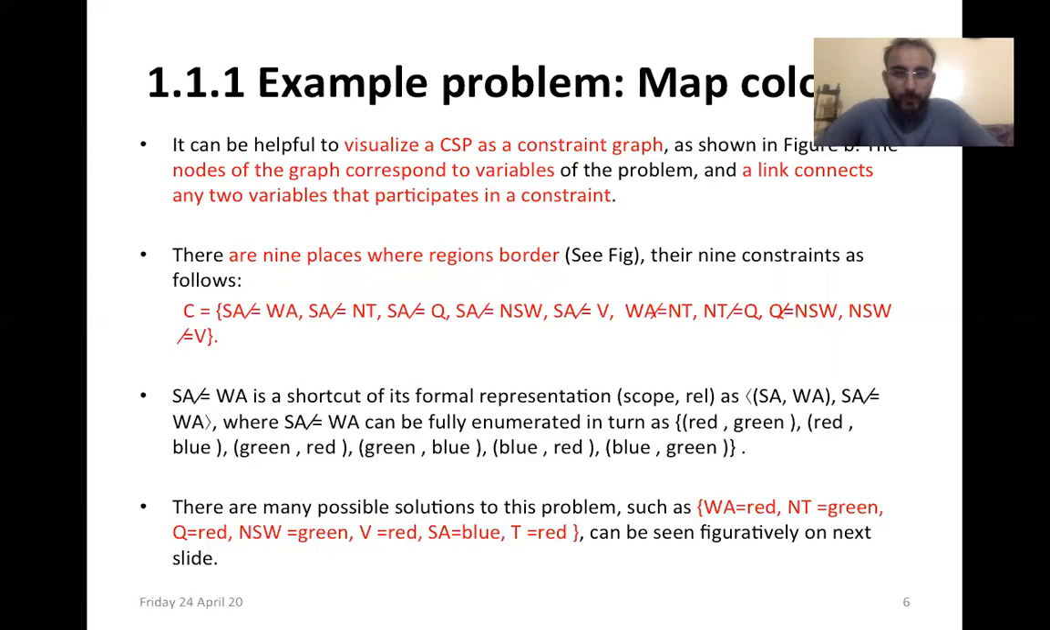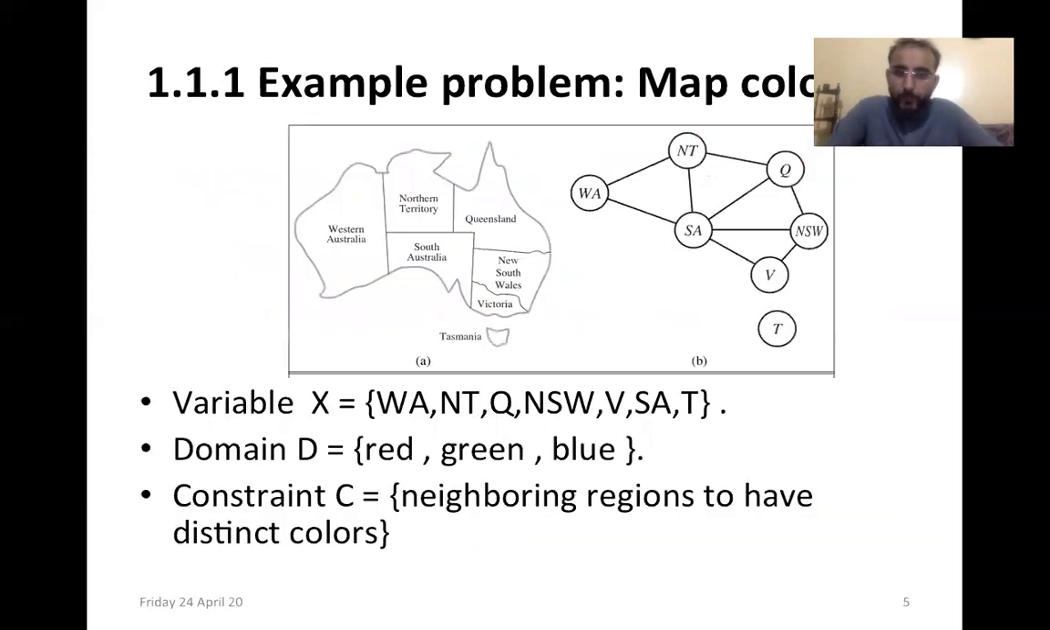If you look over this constraint graph, the links that we have introduced here are 9 in number. So these are a total of 9 links: 1, 2, 3, 4, 5, 6, 7, 8, 9. And there is no link between Tasmania and any other state, because Tasmania is a separate state and there is no neighborhood available here according to this map.